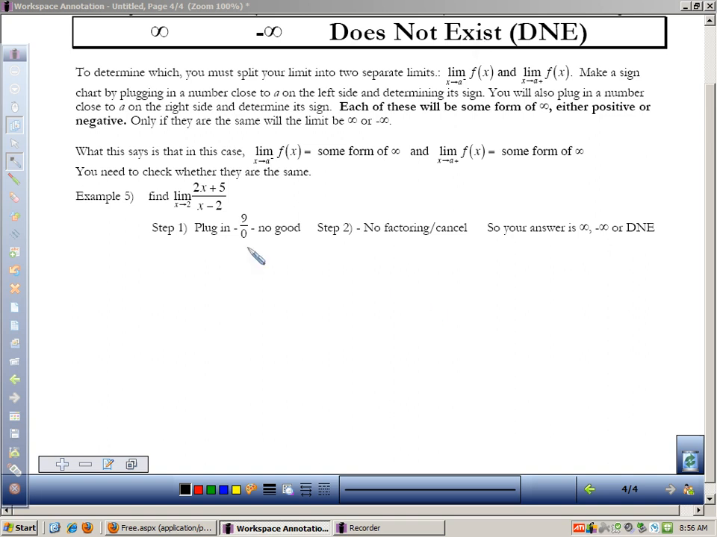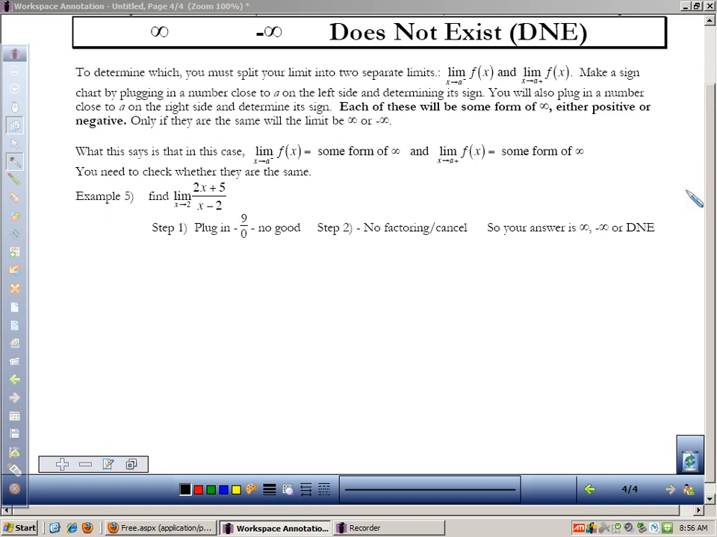So let's take a look at this function. We want to find the limit as x approaches 2 of 2x plus 5 over x minus 2. If we plug in, we get 9 over 0. That doesn't help us out. We can't factor this and do any cancellation. So after trying the 2 steps, we still have a 0 in the denominator. That tells us our answer is going to be positive or negative infinity, or it does not exist.